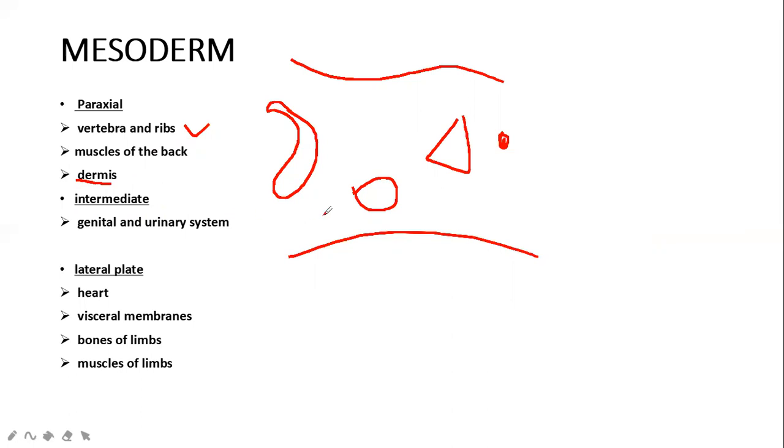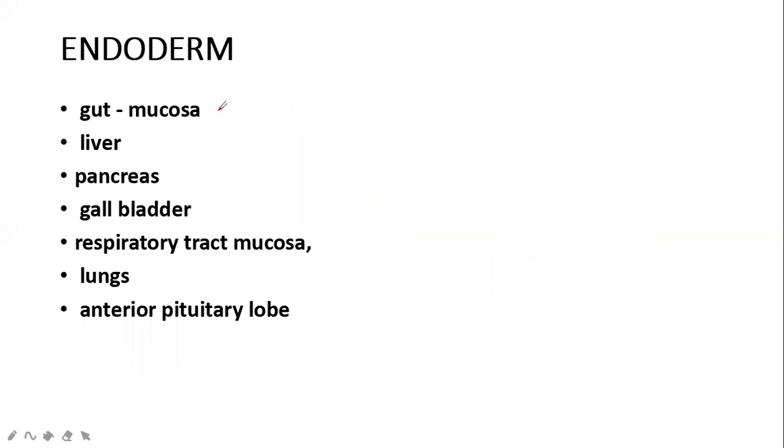Then the intermediate mesoderm will form the genital and the urinary system. The lateral plate will form the heart, which is the splanchnic layer, or the visceral layer, and then the visceral membranes. But the bones of the limbs and the muscles of the limbs come from the parietal layer. And the endoderm forms the gut, the mucosa of the gut. Makes sense now. And then from the gut we have the liver, the pancreas, the gallbladder, and the respiratory tract. That all comes from the gut.